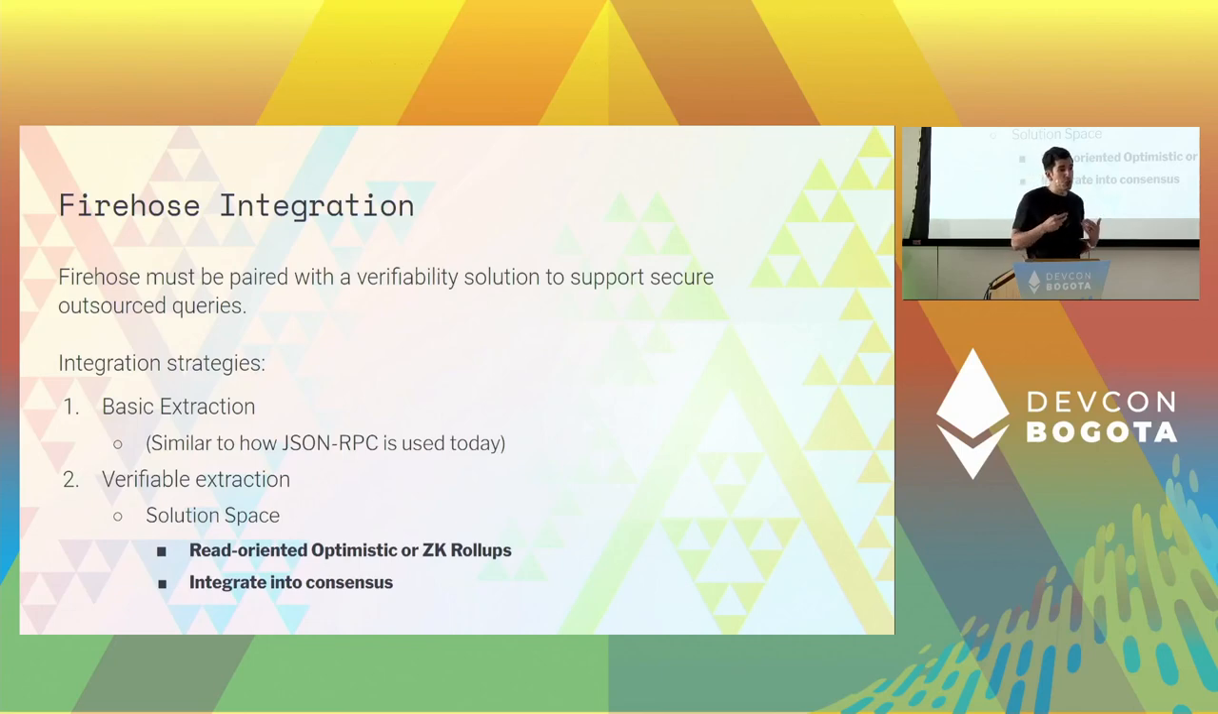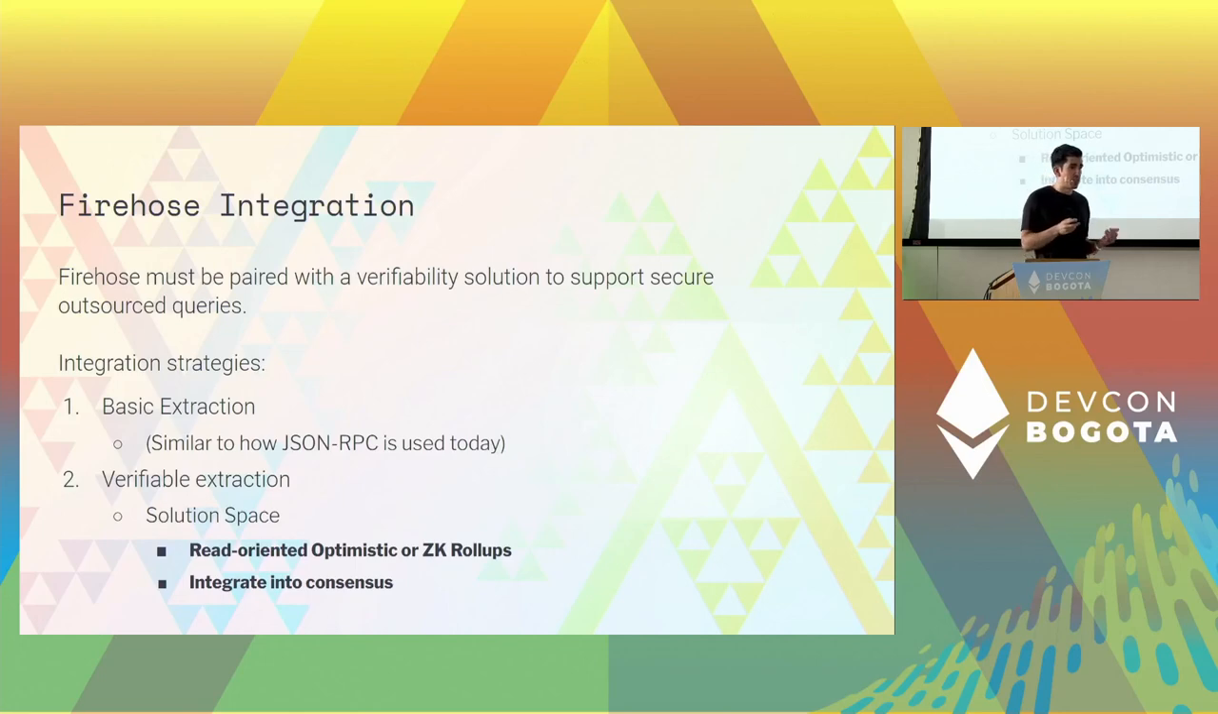But in the future, you also might want to actually improve the verifiability guarantees that you get from Firehose. So you could imagine the Firehose instrumentation logic running as a WASM process that is implemented as a read-oriented rollup, like an optimistic rollup or even a ZK rollup, that actually gives you some guarantees on the validity of the data that is extracted through that Firehose instrumentation process.